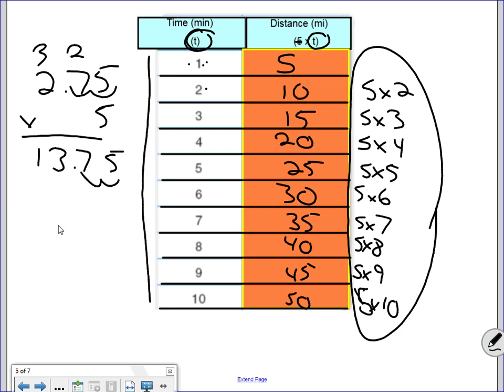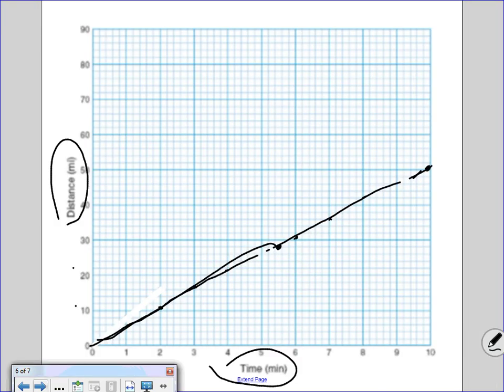So at 2.75, it went 13.75. So 2.75 would be right here. Be right here at about 13, right there in that area. See how it lands right on the line.